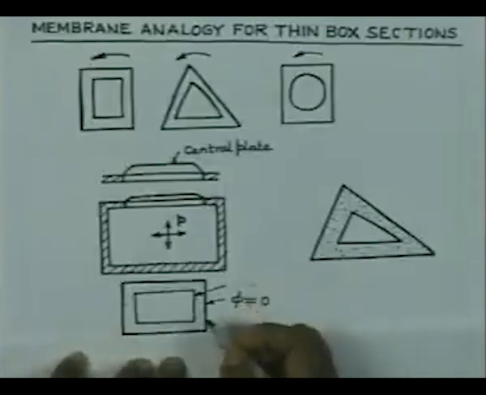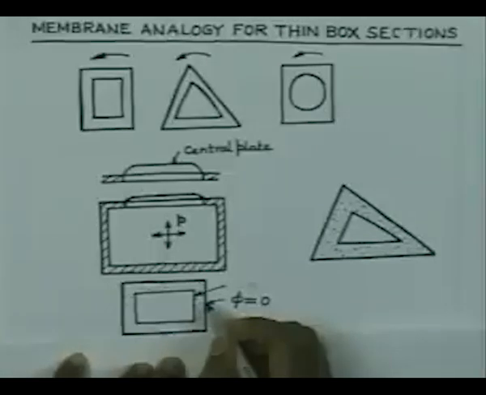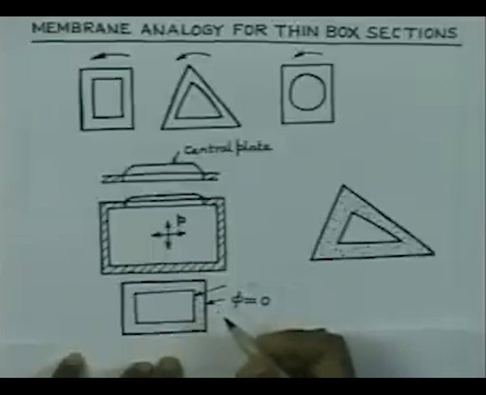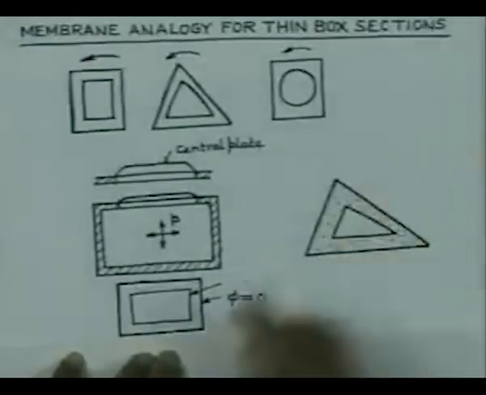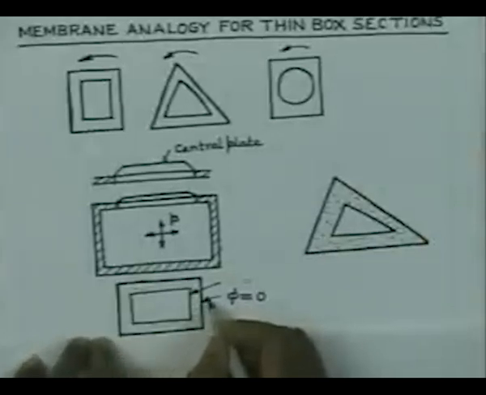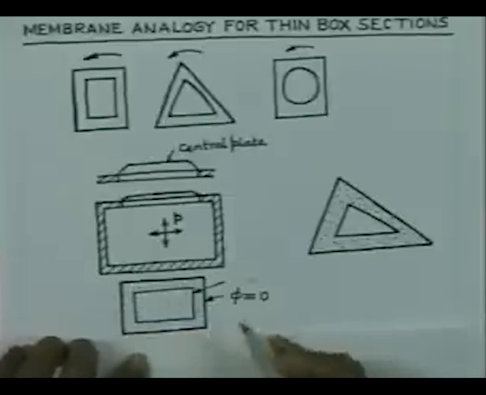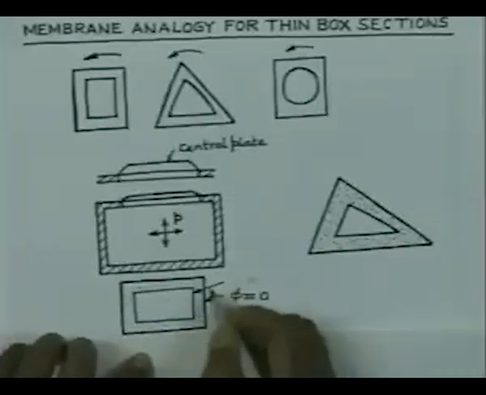You remember that the membrane, the function Prandtl's stress function phi is proportional to the deflection of the membrane, and since phi is to be 0 at the outer boundary, so we have 0 deflection all along the boundary, and this phi is constant along the boundary.